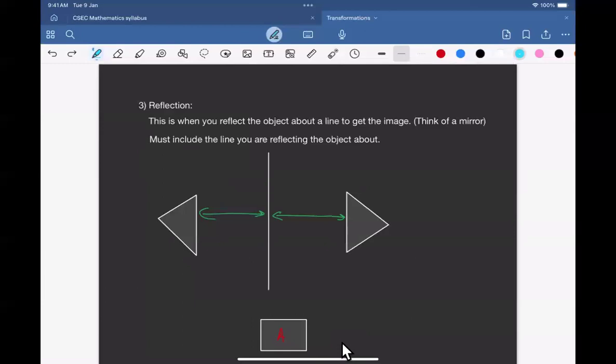This is when you reflect the object about a line to get the image. Think of a mirror. Then we'll do the mirror line, axis of symmetry and all that. Axis of symmetry.